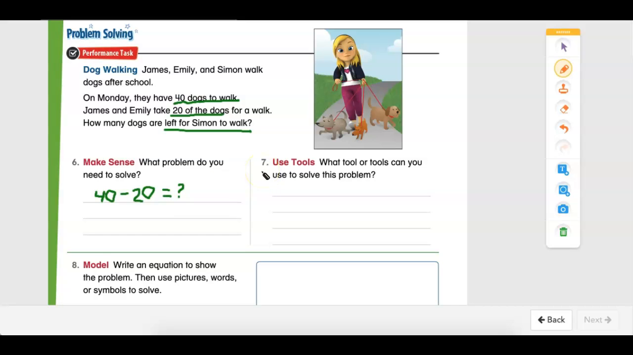For number 7, it says use tools. What tool or tools can you use to solve this problem? For number 7, write what strategy you would use to solve 40 minus 20. Would you subtract the tens, then ones? Would you use a part whole chart? A hundred chart? Or another strategy to solve? For number 7, write the strategy you would use to solve 40 minus 20.